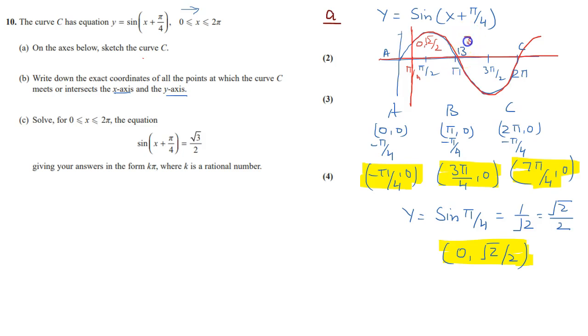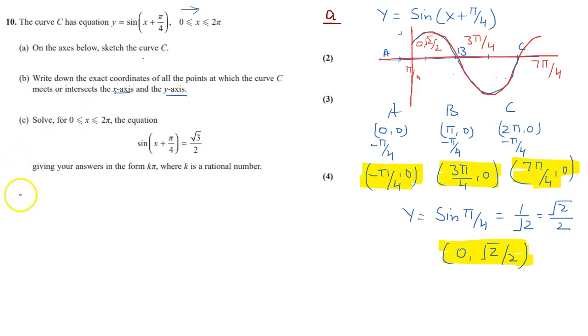B coordinate is 3 pi over 4, and the C coordinate will be 7 pi over 4. So you can rub this portion, and that is the answer of your graph. So your graph will be... so this is your graph. So this is answer of A and answer of B.